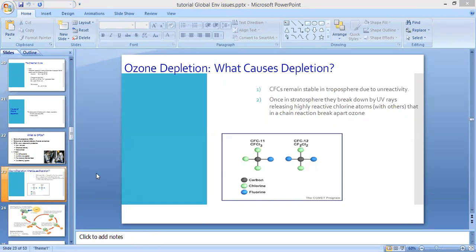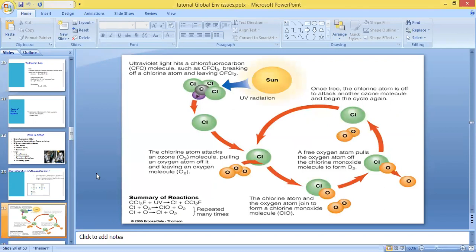Okay, so this is the generalized equation. So let us see the chemical equation now. Let's see first of all the step by step process of this particular reaction. Okay, so you can see over here that the summary of the reactions is given first of all.